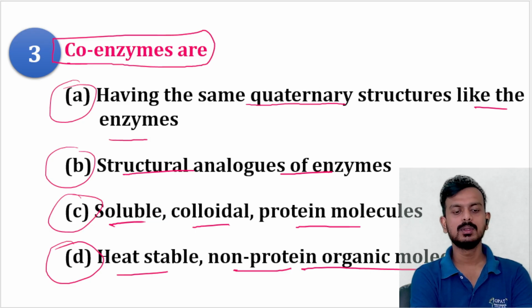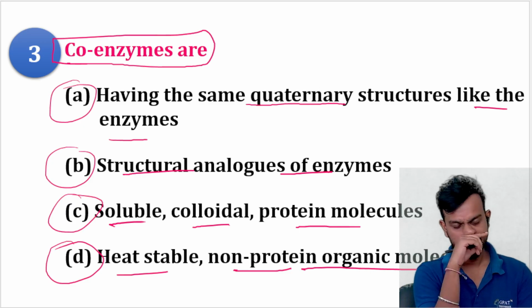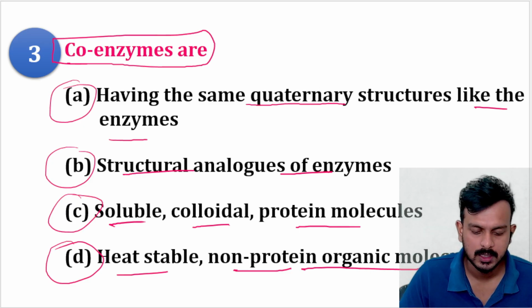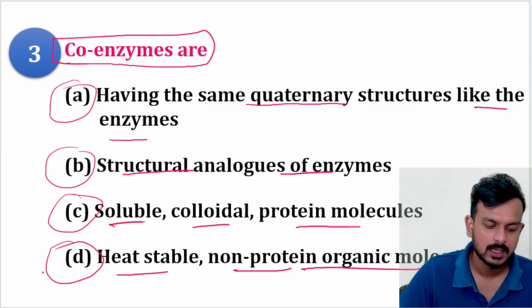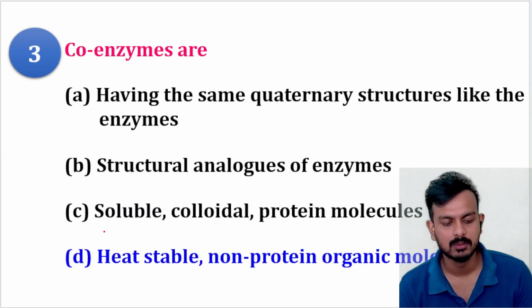Coenzymes are what? Having the same quaternary structure like enzymes, structural analog of enzyme, soluble colloidal protein molecules, or heat stable non-protein organic molecule. What is basically a coenzyme? The correct answer is option D. Coenzymes are heat stable, non-protein organic molecules.